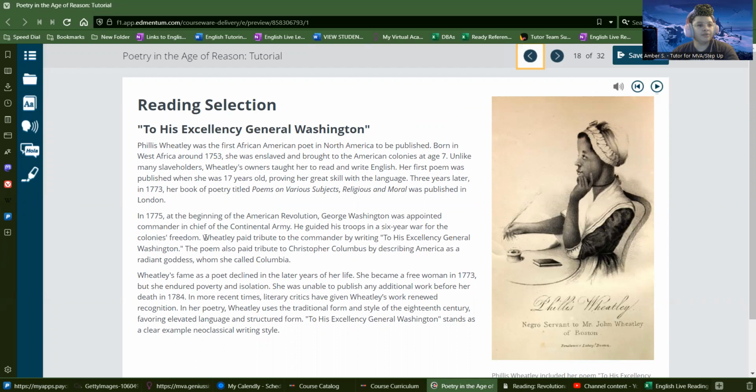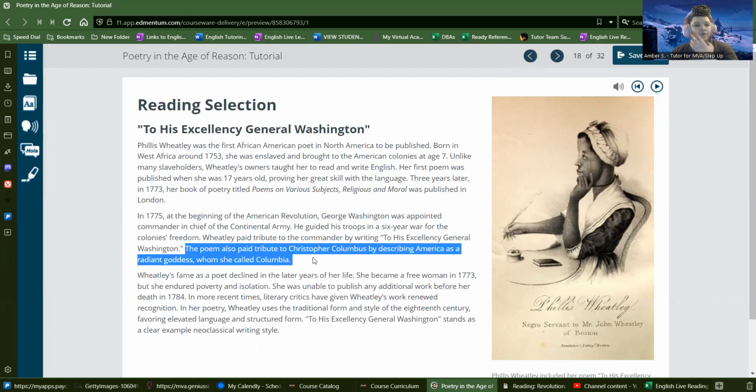For example, we have the poem also paid tribute to Christopher Columbus, by describing America as a radiant goddess whom she called Columbia. So this is important because she's describing America as a goddess, so as something bigger than just a country. And that's going to help you with answering some of the questions in the lesson activity later on.